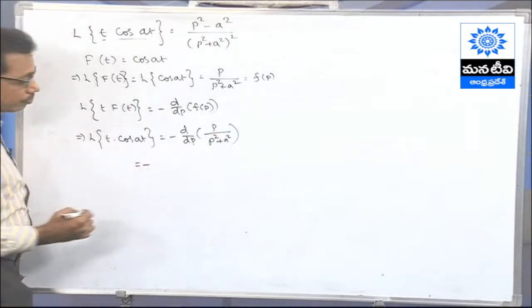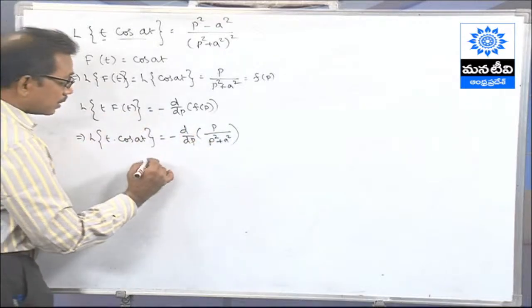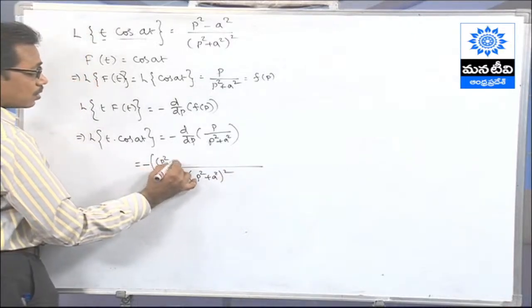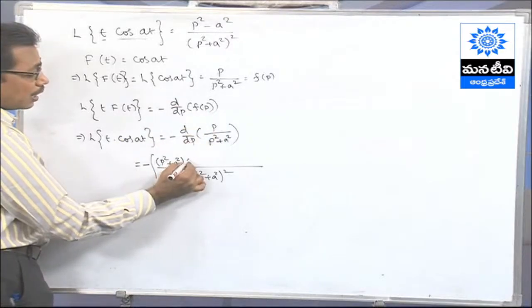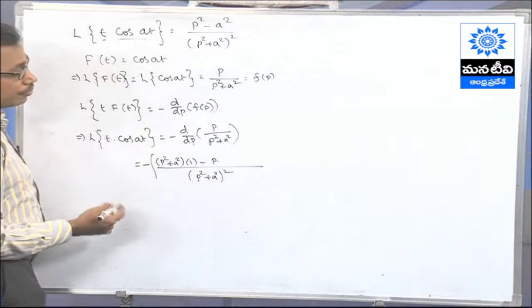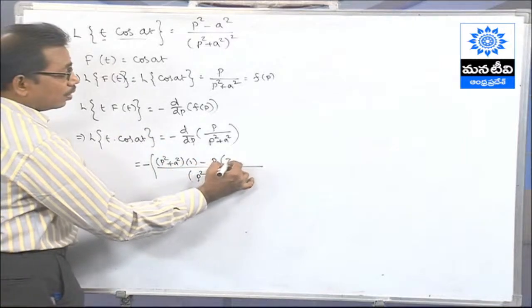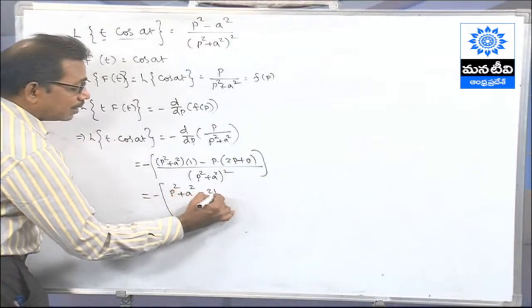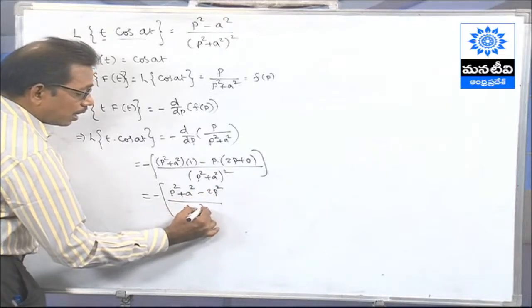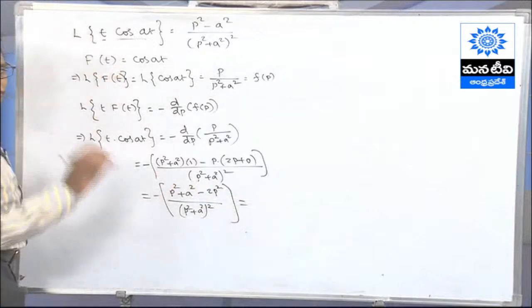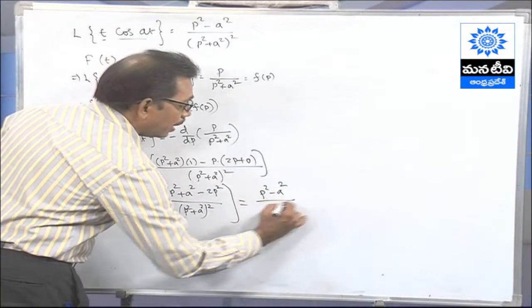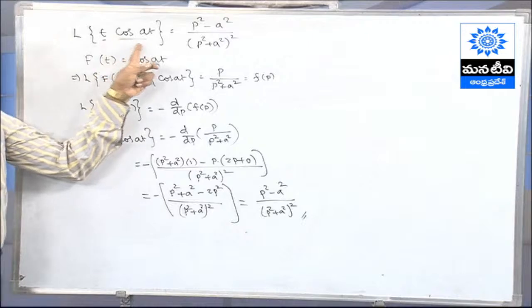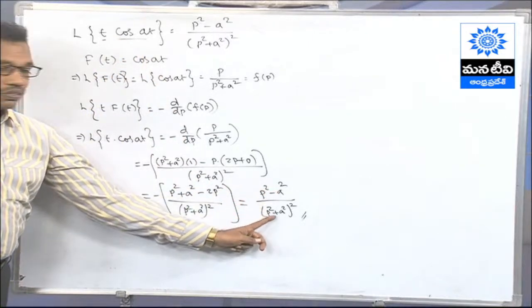So this is minus, differentiating it by the u by v formula, over p square plus a square whole square. Next, here I write p square plus a square. Differentiating p with respect to p gives 1, minus p into the derivative of p square plus a square, which is 2p plus 0. So that means minus of (p square plus a square minus 2p square) by (p square plus a square) whole square. After simplification I get (p square minus a square) by (p square plus a square) whole square. Okay. So the Laplace transform of t into cos at is equal to (p square minus a square) by (p square plus a square) whole square.